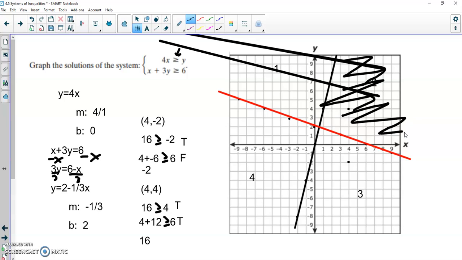I do not know why those lines keep extending up, but any ordered pair in this region, if it be 10, 10, if it be 100, 100, if it be 6, 1.5, makes this inequality true.